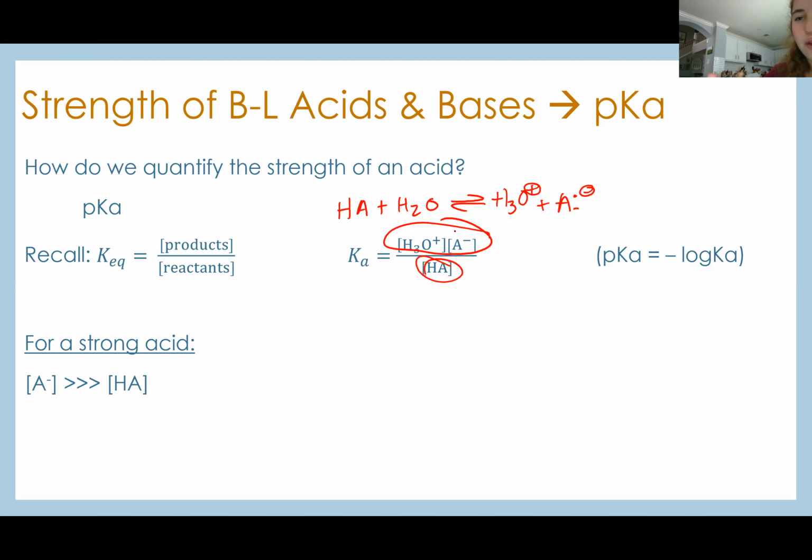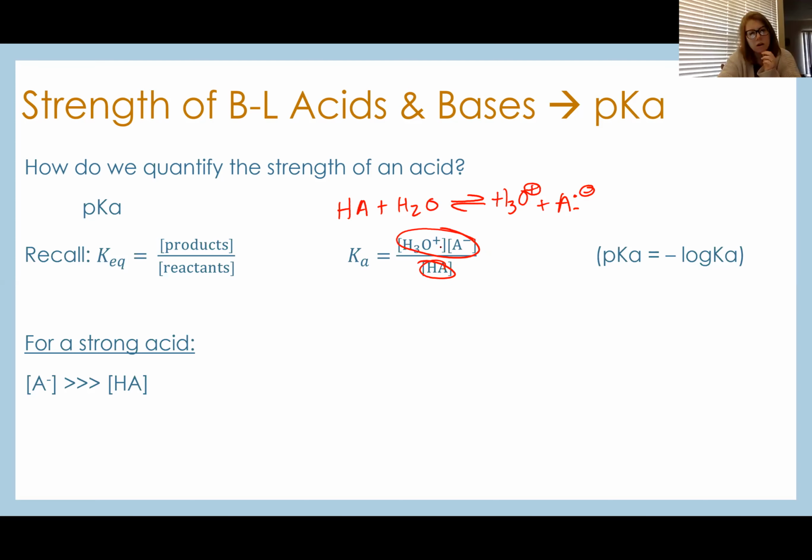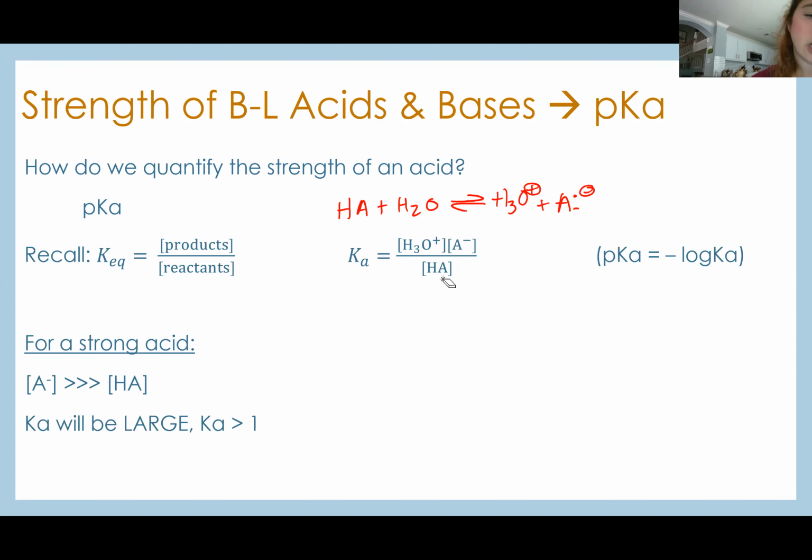What is the value of Ka going to be? Is it going to be a big number or a tiny number? If we're dividing two big numbers by a tiny number, it's going to be a huge number, potentially. It's going to be greater than 1, possibly much, much, much greater. And if it's a very strong acid, it will be much, much bigger.